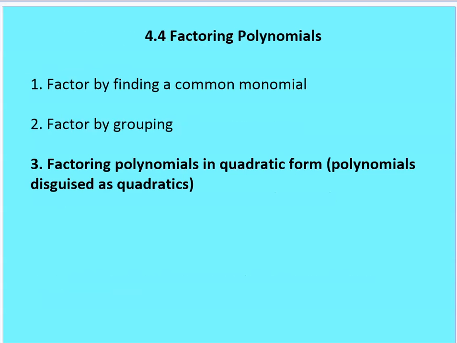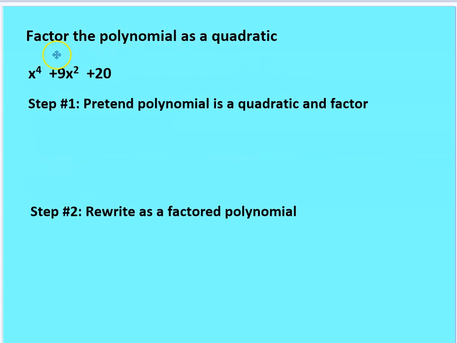Okay, last thing we want to do is we want to factor polynomials in quadratic form. I say these are polynomials disguised as quadratics. All right, so we're going to factor, I have x to the fourth plus 9x squared plus 20, and this is not a quadratic, it's a quartic, but it's in quadratic form, meaning I have 2, 1, and 0. So 2 by x, 1 by x, and then a constant value. So I have three terms. It's in the form that looks like a quadratic.